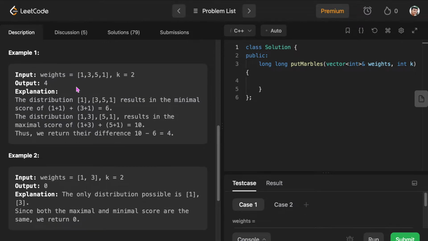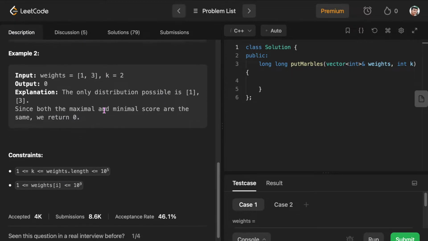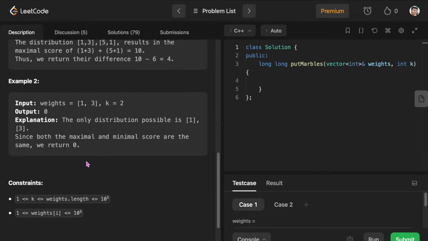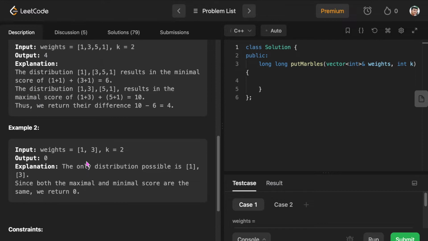Okay, so let's understand the sample test cases. We are having two bags and there are 1 3 5 1, so four weights. If we break it into 1 and 3 5 1, then we get 1 plus 1, that is 2, and 3 plus 1, that is 4, so 6. The constraints are 10 to the power 5, so we can do it in linear or n log n. O(n square) won't work.